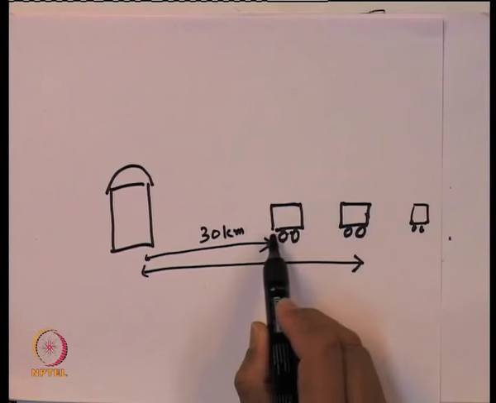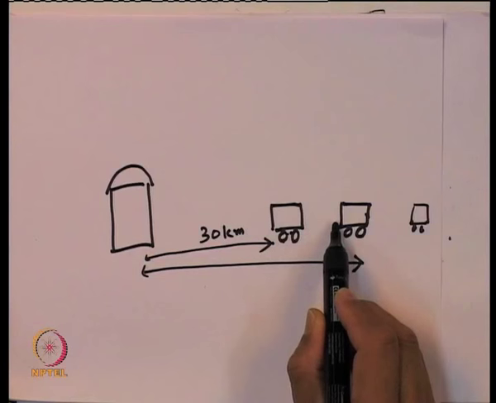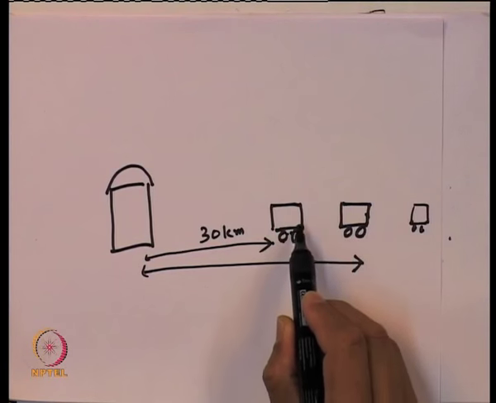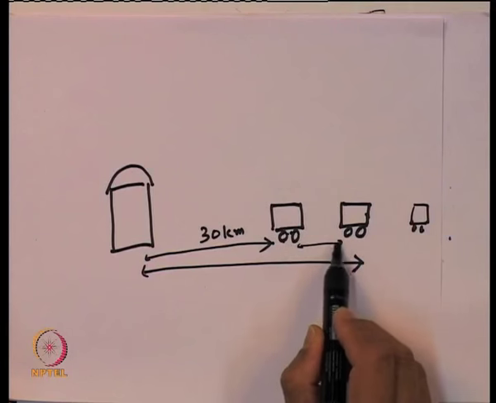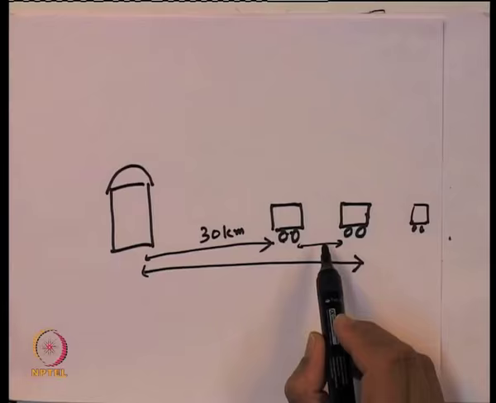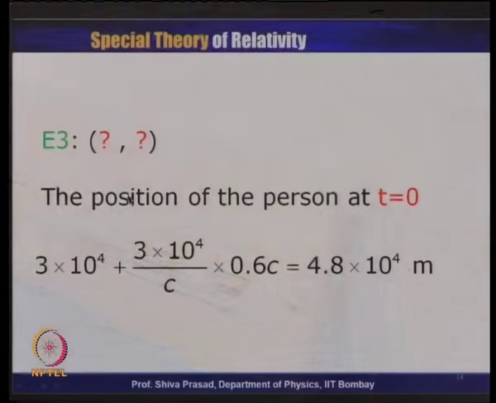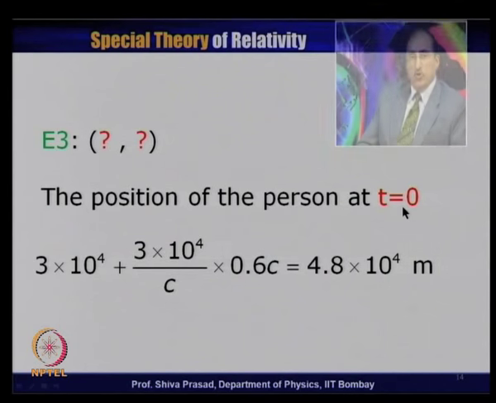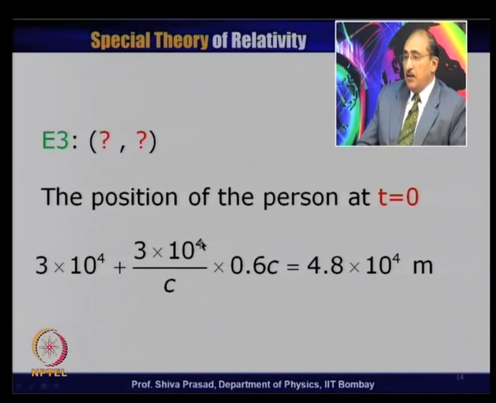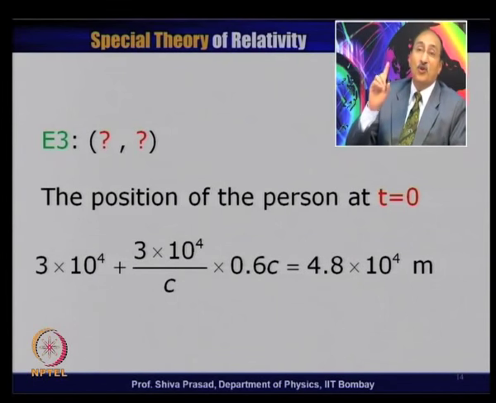I have already known the time that light took to reach here. This train is moving with a speed of 0.6c in this direction. So, 0.6c multiplied by the time will be this distance. That is what I have calculated. Added this to 30 to get the distance at t is equal to 0. So, the position of the person at t is equal to 0 is the original 30 kilometers plus the time that light took to reach the hospital multiplied by the speed of the person, which is 0.6c. If you add these numbers, it turns out to be 4.8 × 10^4 meters. It means at that instant when the light reached the hospital, this person was at a distance of 48 kilometers. His coordinate was 48 kilometers.